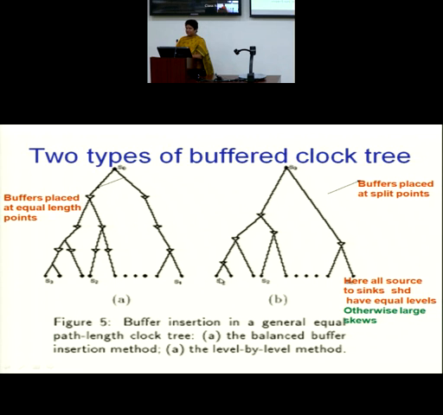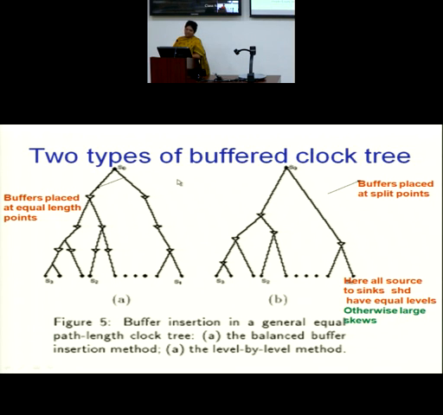So we are not going by the equal path length approach here; rather it is level by level buffer insertion points. Normally what we follow is equal path length points, because it leads to a minimum skew.